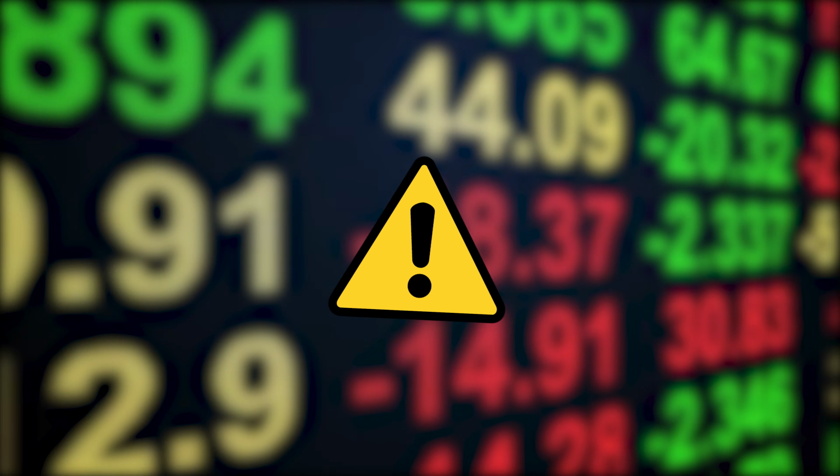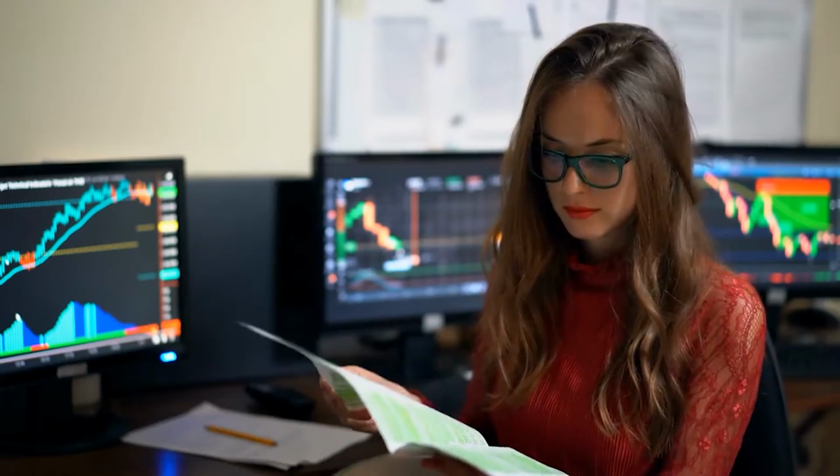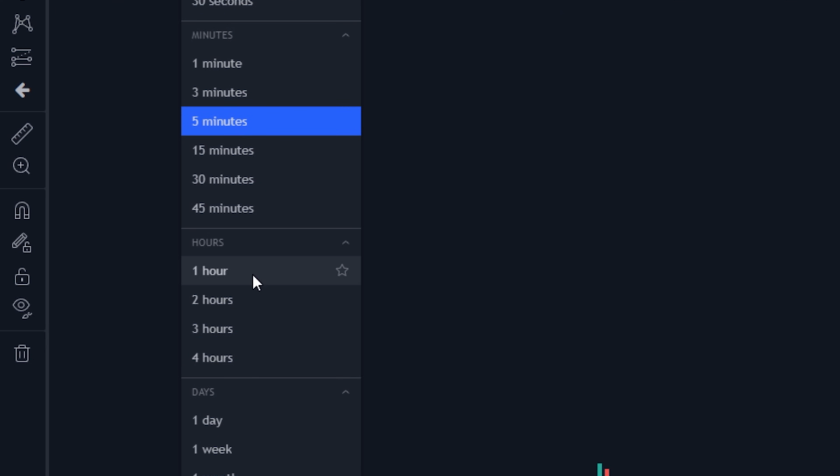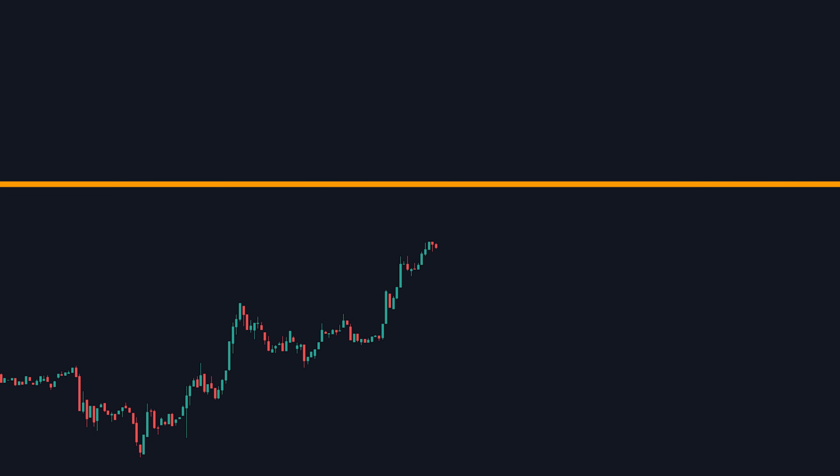This next step is probably one of the most important tips. Wait for confirmation. What I see so many traders do is this. They go on a higher time frame, find a key resistance, and see price heading towards it.